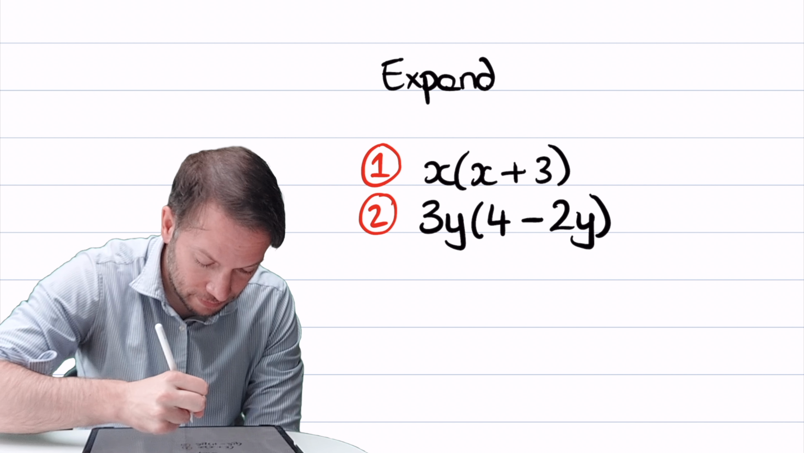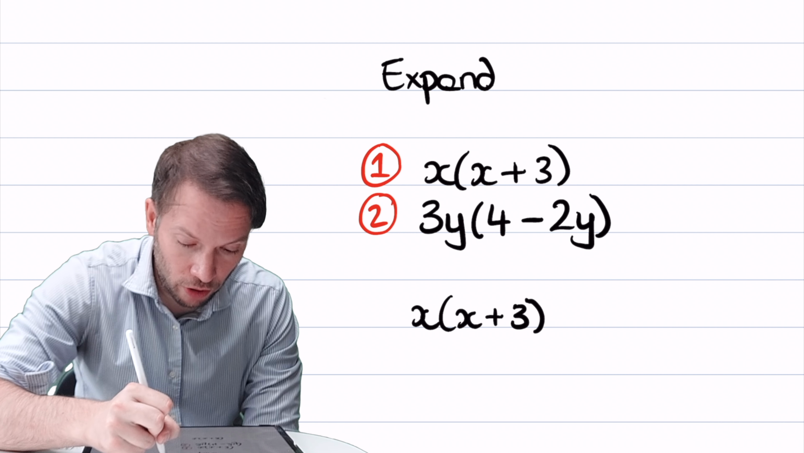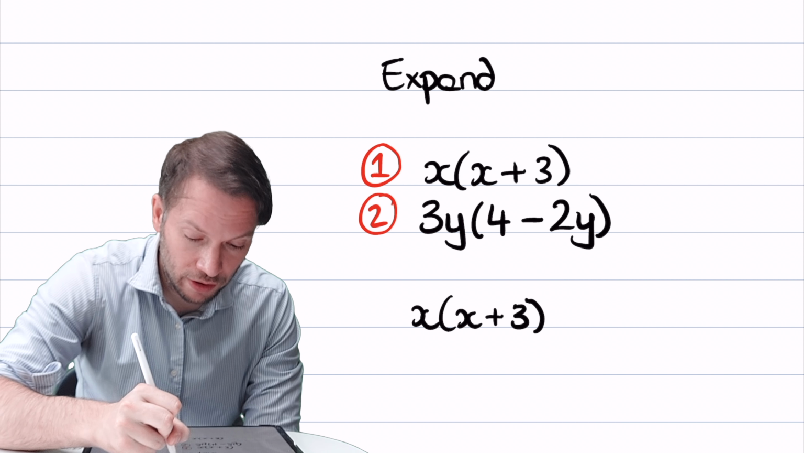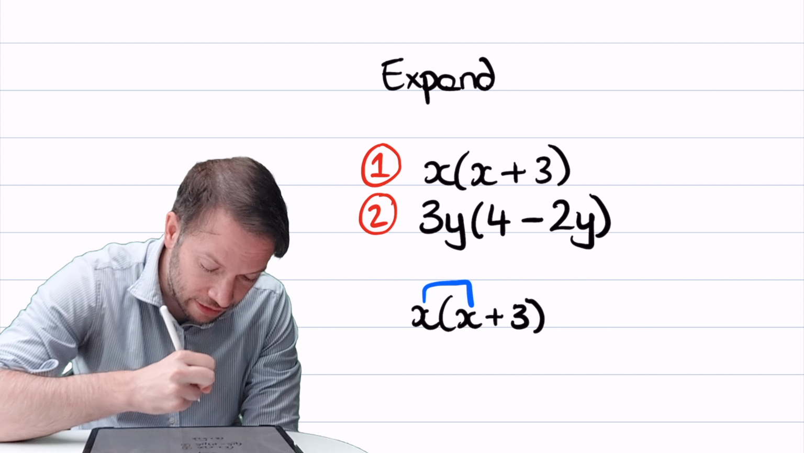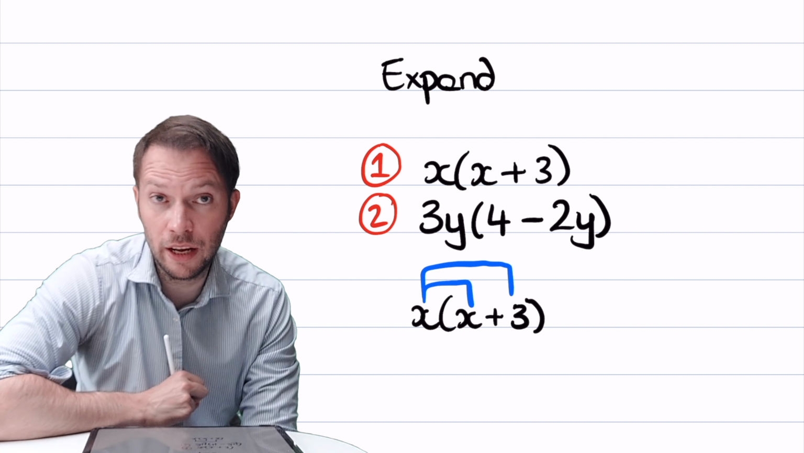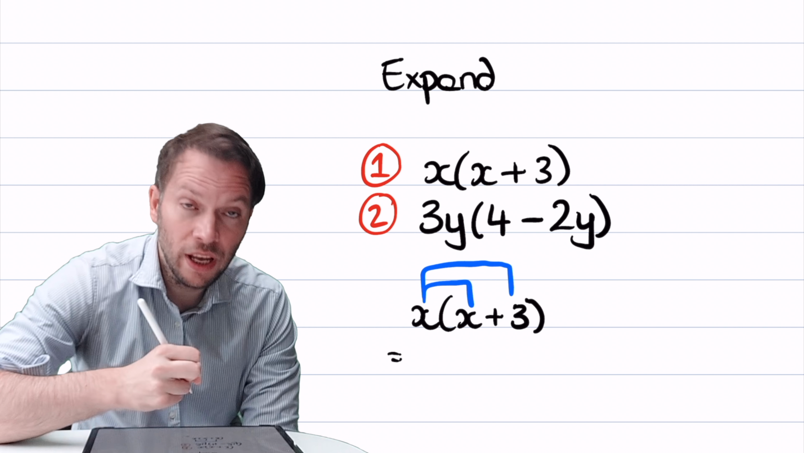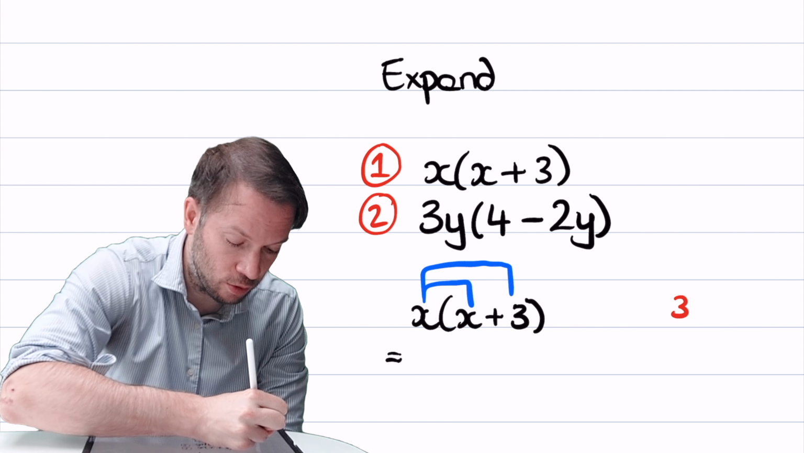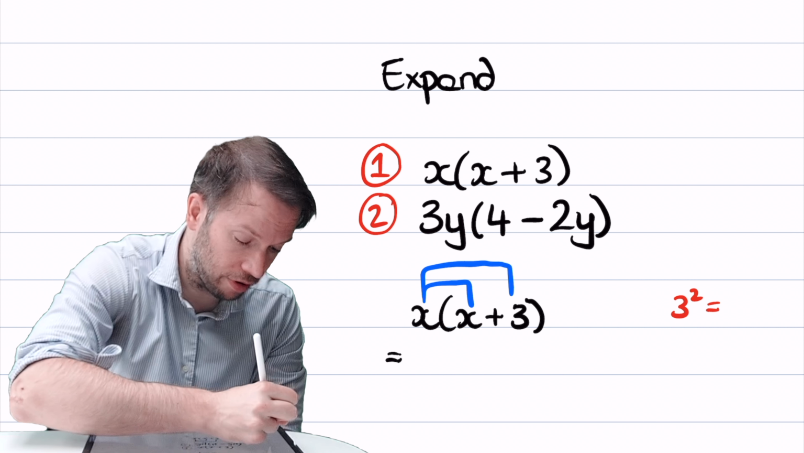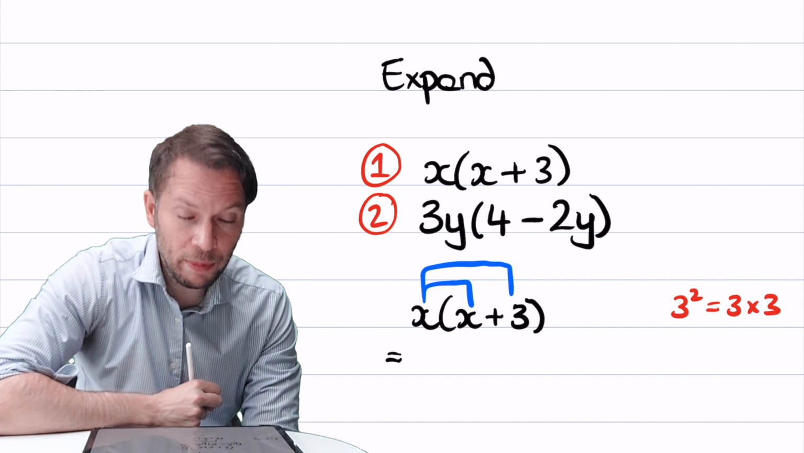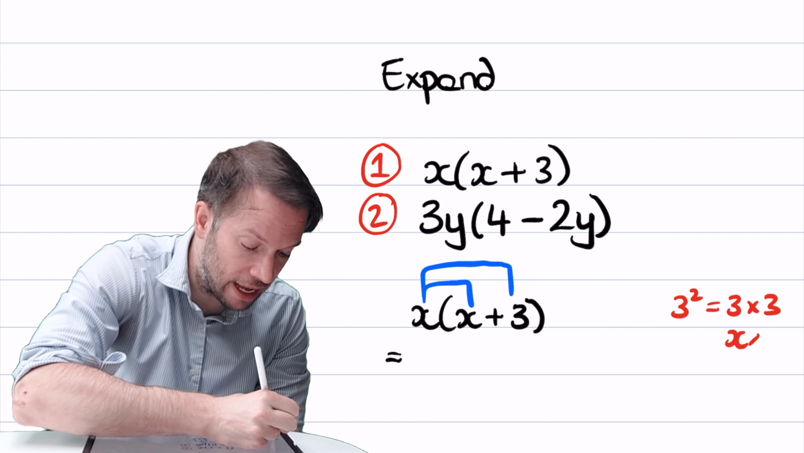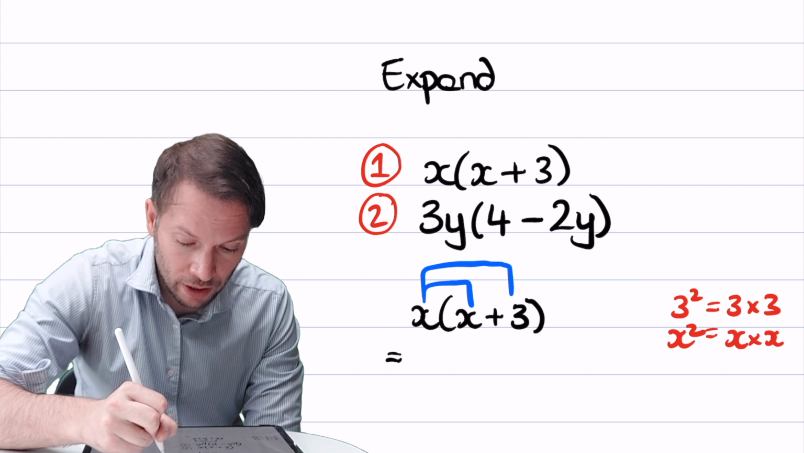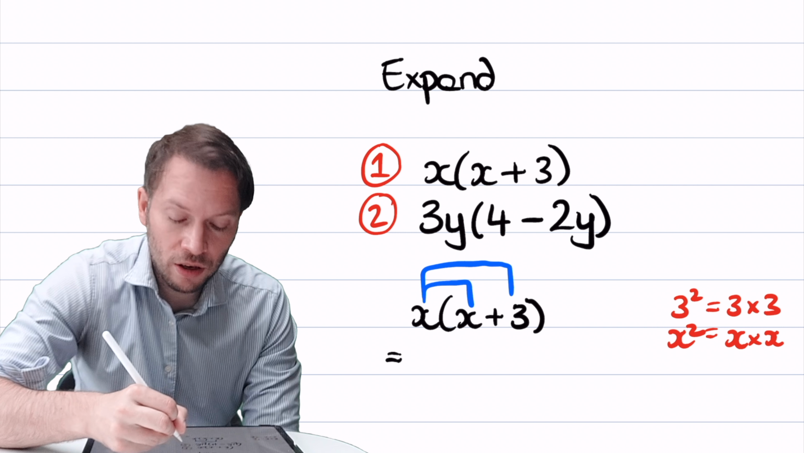Just copy it out. Remember that we do the term on the front of the bracket multiplied by each term inside the bracket. So we're going to do the x times the x and the x times the 3, like that. Now, how do we do x times the x? Well, suppose I wrote, for example, 3 squared. What does that mean? That means 3 times 3, right? So similarly, if I had x times x, I could write that as x squared, like this. So when we do the x times the x, we get x squared.